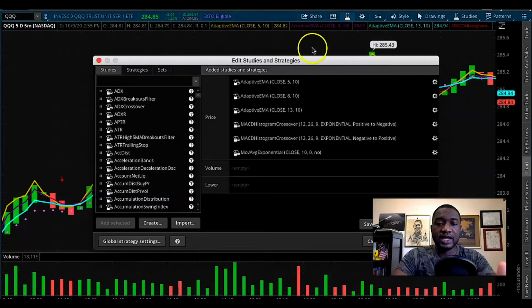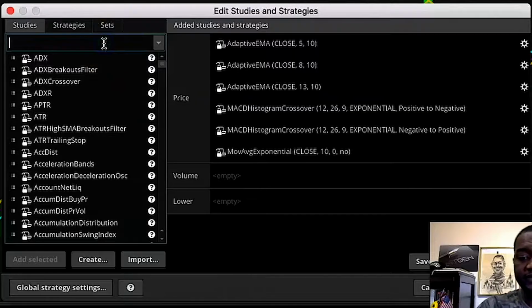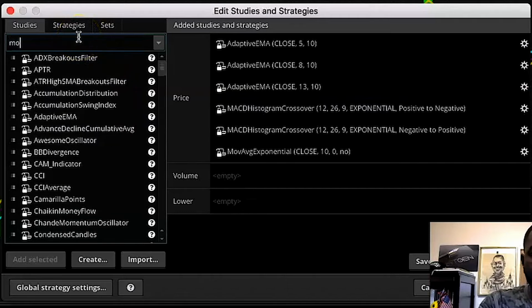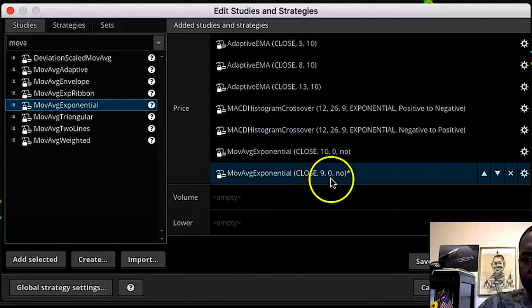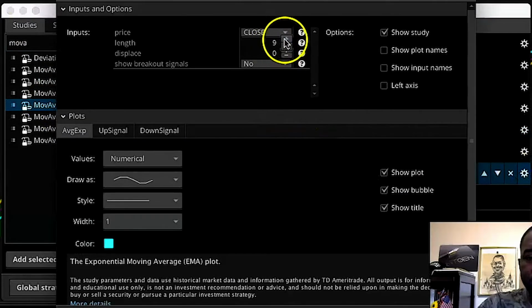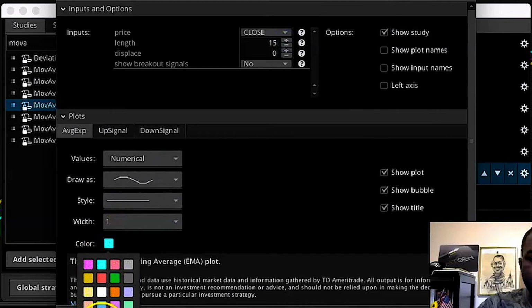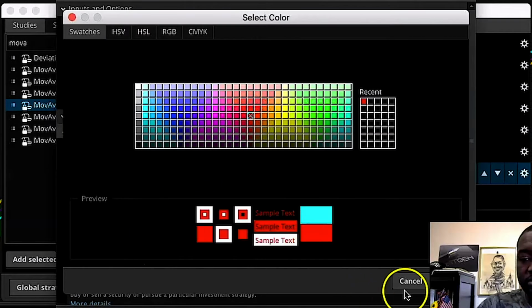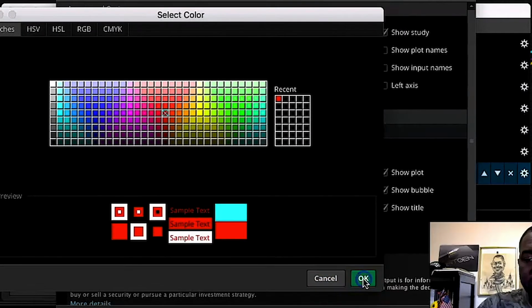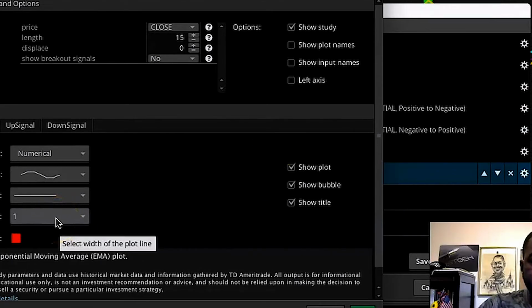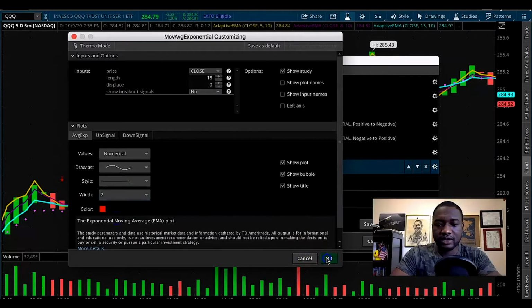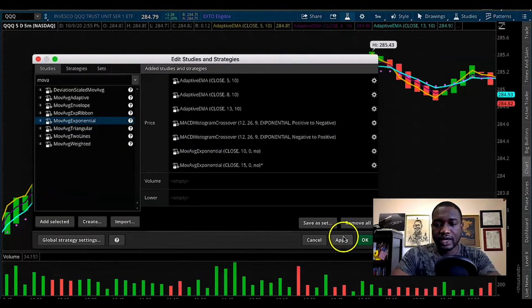Up next, we are gonna add the 15 moving average. So move av comes up, and exponential, you always want to use the exponential one, and we're gonna change this to 15 period, and we should make this red. You can make it any color that you want, but these are colors that I use, and I'm just used to looking at them for the most part. So let's make that thick as well and go apply and say okay.